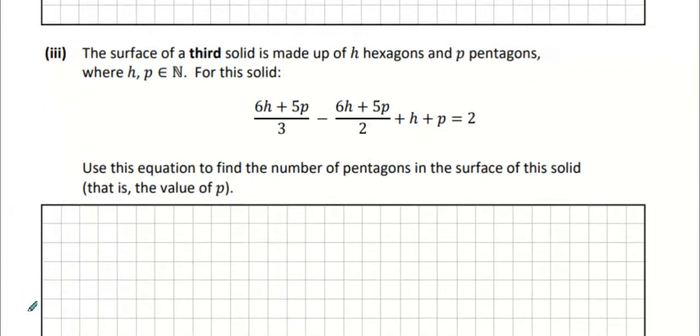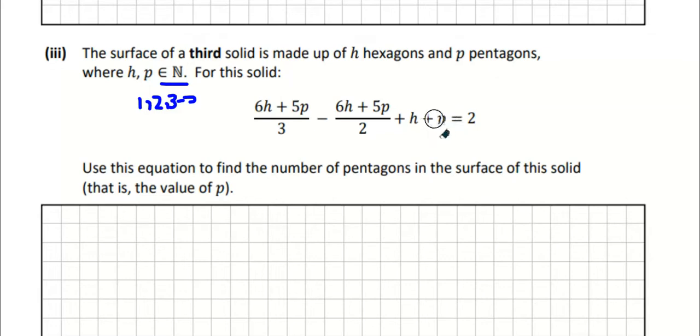Now, here we go. The surface of a third solid is made up of H hexagons and P pentagons, where H and P are natural numbers. It means they're numbers 2, 3, 4, they have to be a positive whole number. Use this equation to find out the number of pentagons in the surface of the solid. I want you to find out the value of P.